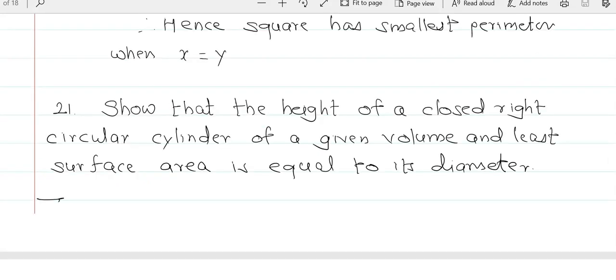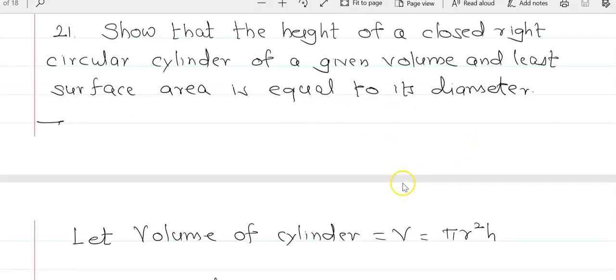Now here, we want to show that the height is equal to its diameter. But what we want to consider is the least surface area. Whatever we have been given is the volume. We want to find its surface area, find its first derivative and second derivative, then we will get a positive value, and then we'll get that its surface area is the least. At that time, if we consider this condition, then we'll get h is equal to diameter, that is h is equal to 2r. This is important.